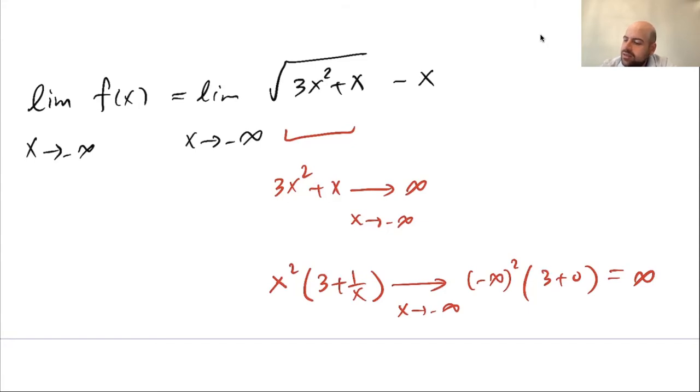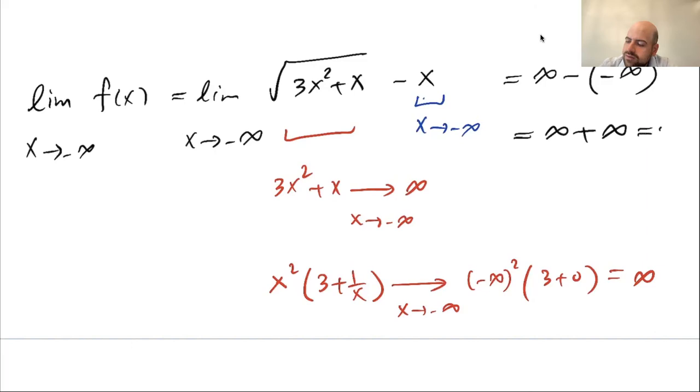And then minus x. So the first part goes to infinity. What about x itself? We know that x itself goes to minus infinity. So the result will be the first part goes to infinity minus x, and x itself goes to minus infinity. So infinity minus infinity, which is really infinity plus infinity, which is infinity. That's it. We don't need to rationalize or simplify.